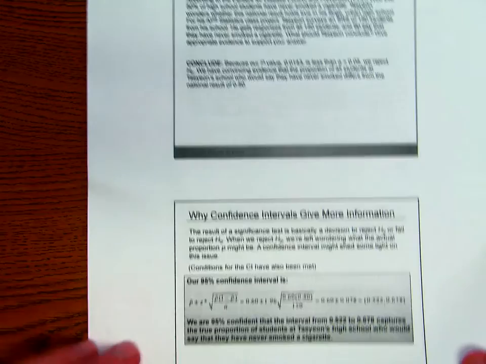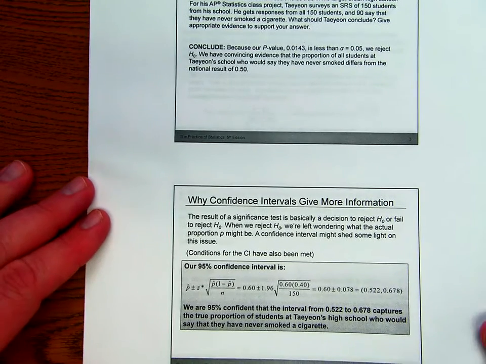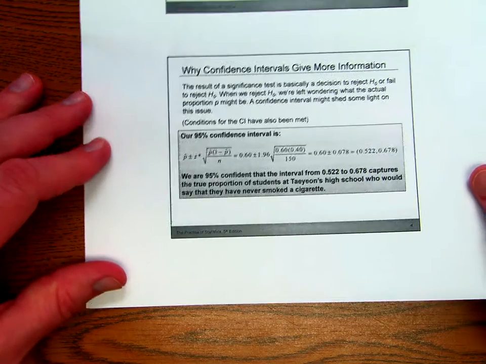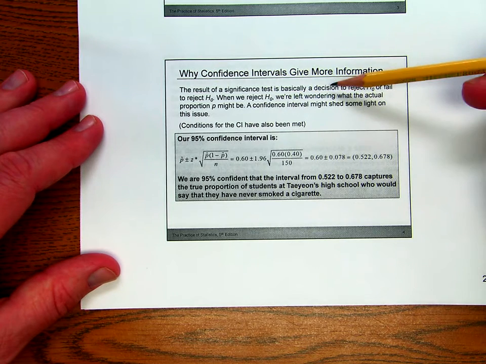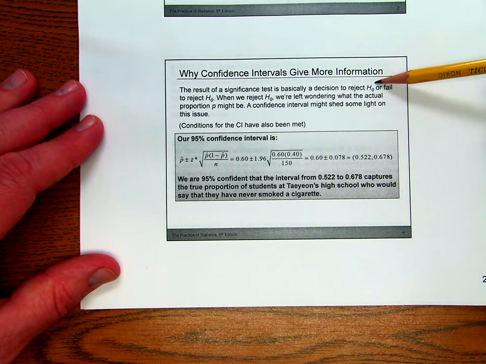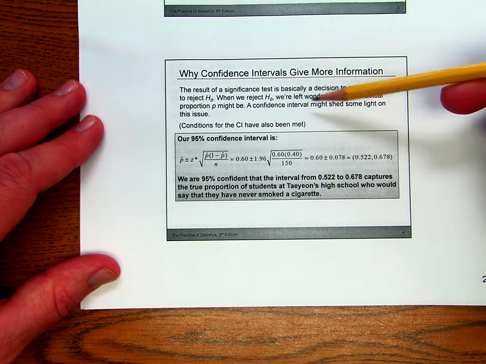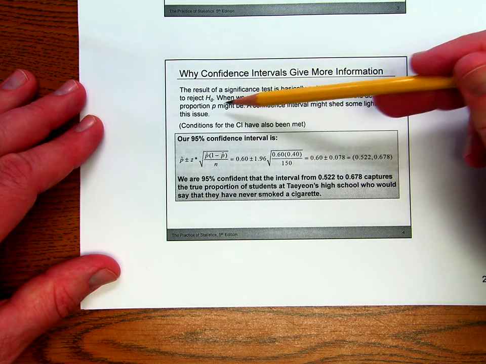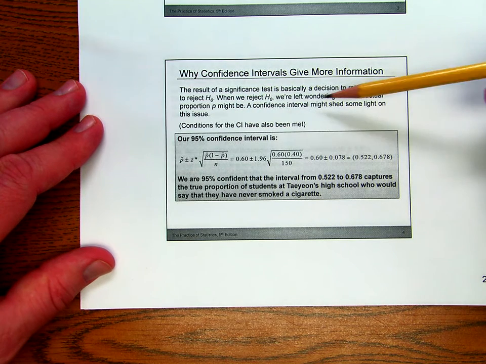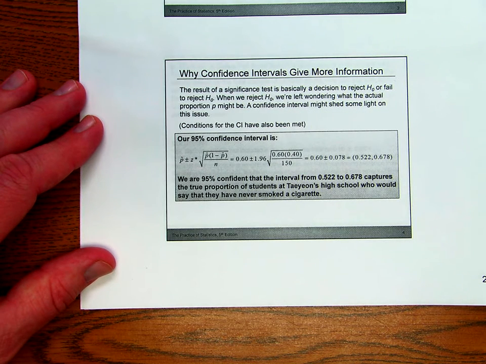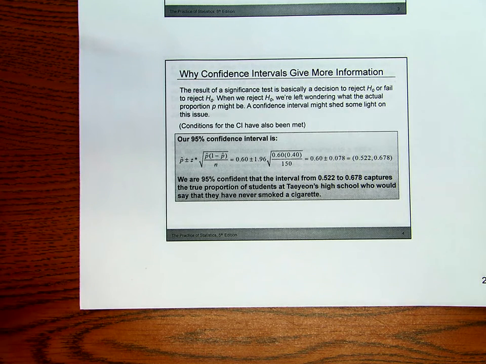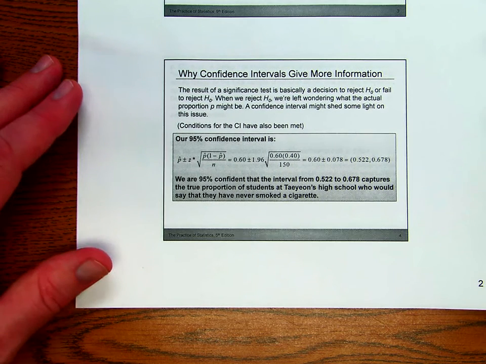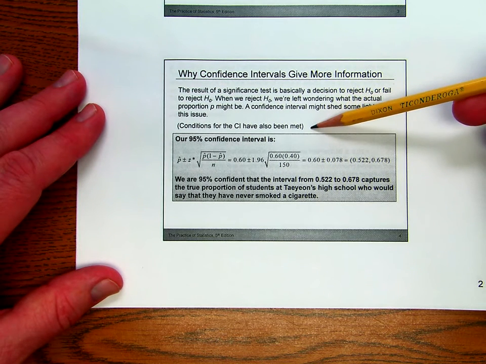Now, on to how this would connect to confidence intervals. The result of a significance test is basically a decision to reject the Ho or fail to reject the Ho. When we reject the Ho, we're left wondering what the actual proportion p might be. A confidence interval might shed some light on this issue. Again, in the interest of time, and since it's not the focus of what we're trying to accomplish today, all the conditions for the confidence interval have been met.